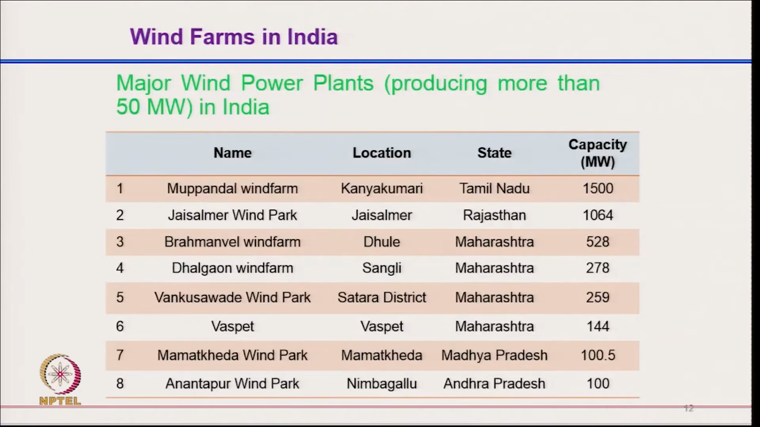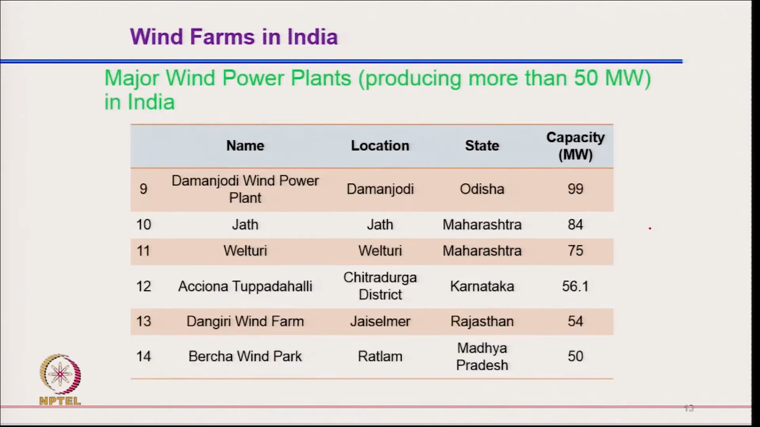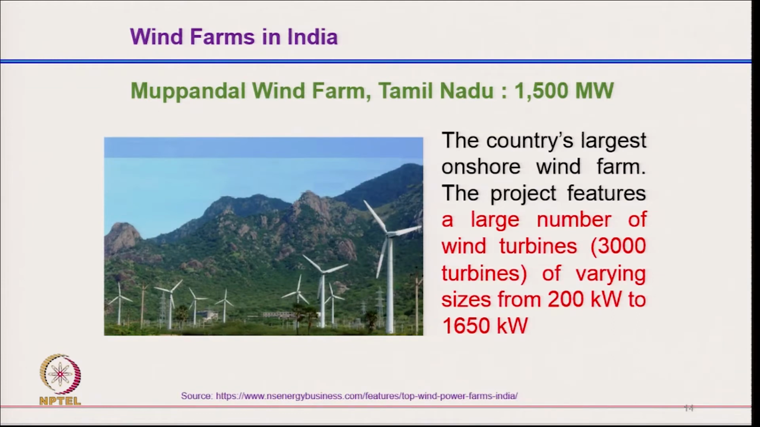In India, the major wind power plants are located in several places, starting from 1500 megawatt, then 1064. Typically 14 major plants up to 50 megawatt capacity are already installed in India, and these are some typical photographs of the 1500 megawatt plant, with sizes varying from 200 kilowatt to 1650 kilowatt.